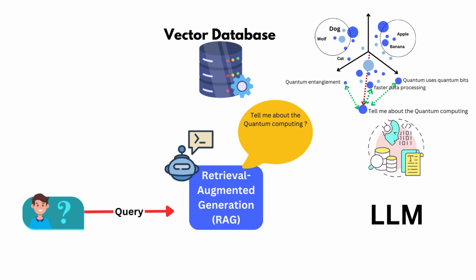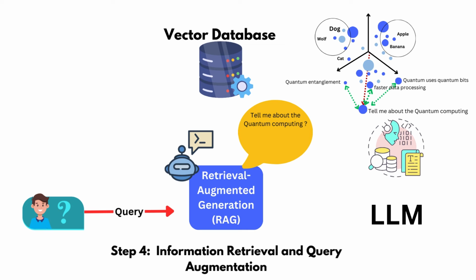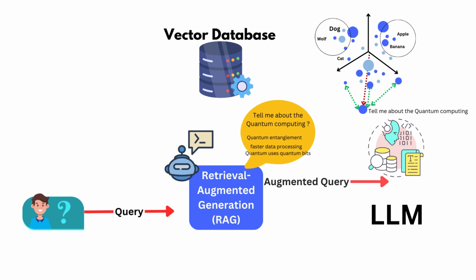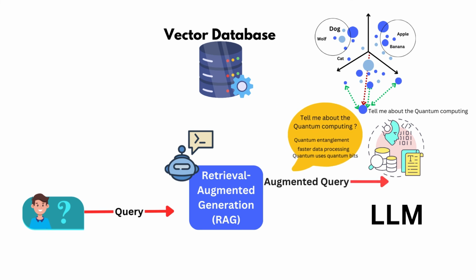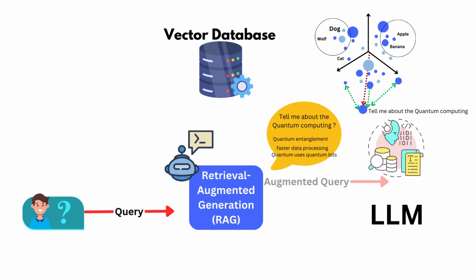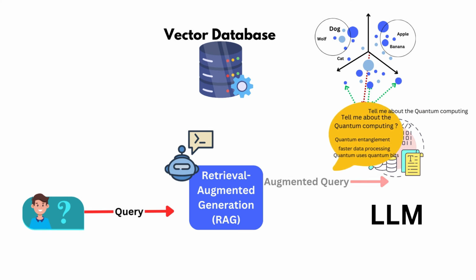Step 4. Information retrieval and query augmentation. The RAG system then modifies the original user query to include these top results as the context in the original query and then passes it to the LLM for response generation. This means that the LLM doesn't rely solely on its pre-trained information, which might be generic. Instead, it now has specific, relevant local information to draw upon.